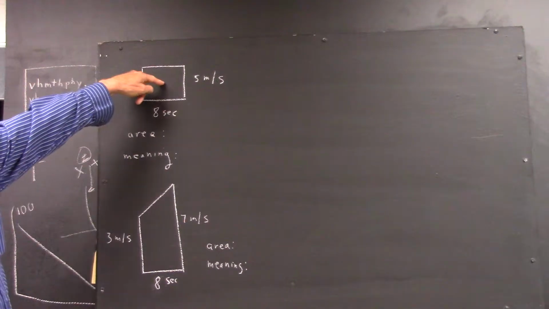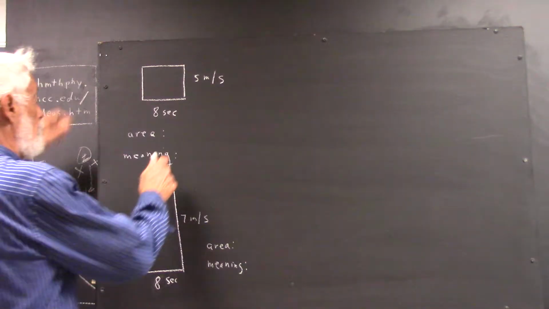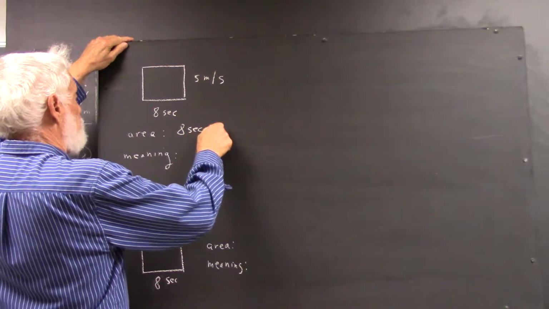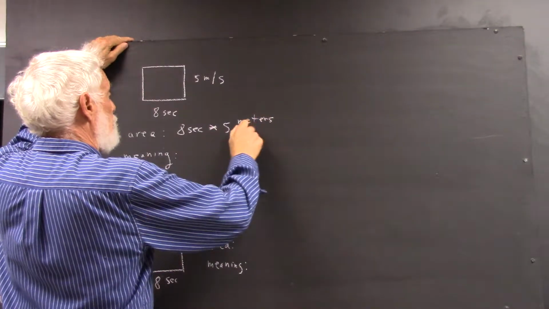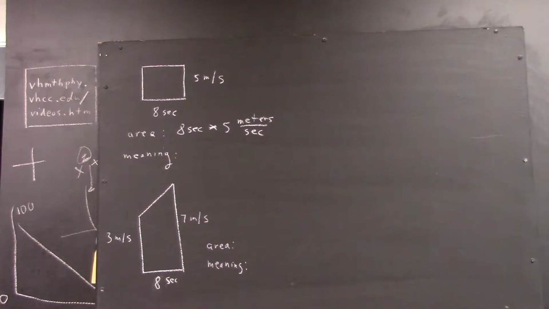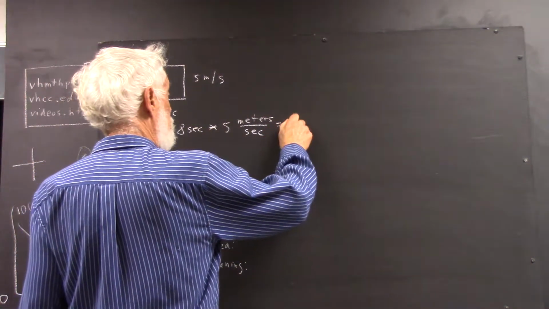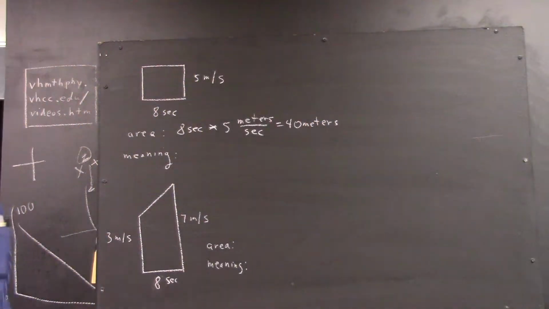So what is the area of this figure here? 40. It would be a velocity per second, the area divided by second, is 8 seconds multiplied by 5 meters per second, right? Not 40, 40 meters. Which equals then 40 meters. And what might that represent?